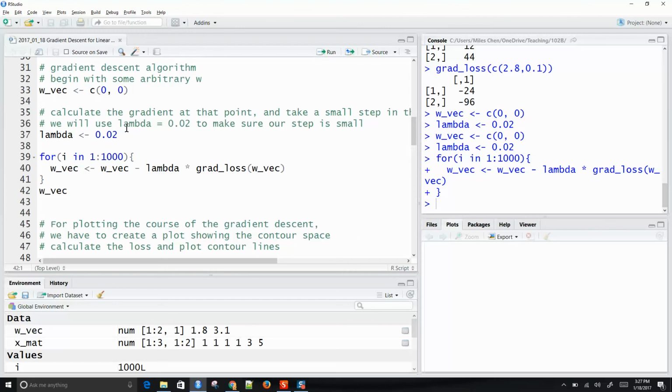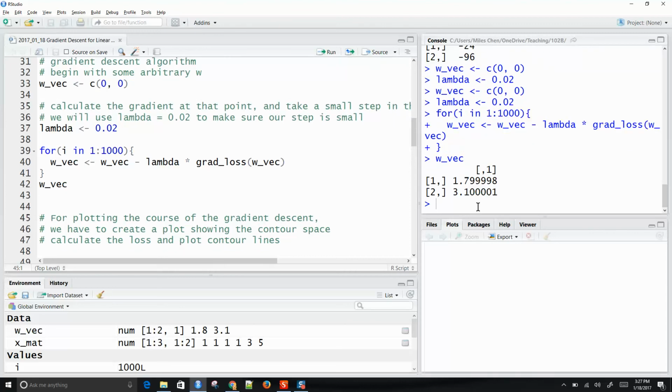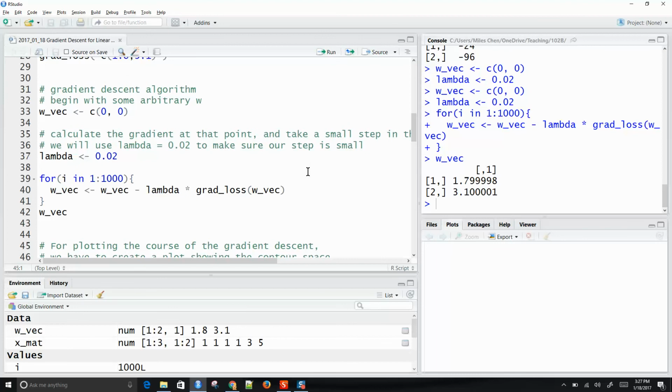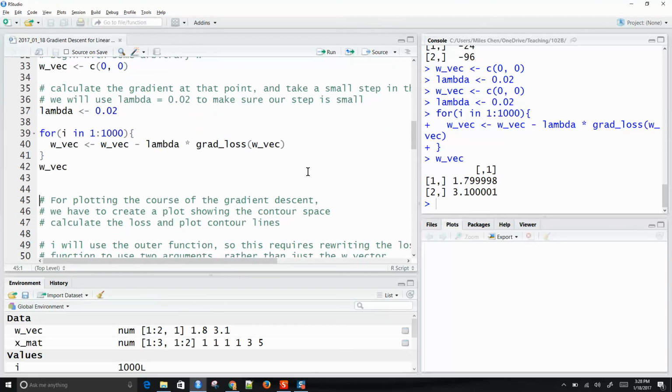And I can ask, what is the resulting w vector? We're pretty close to where our optimum is. It's pretty close to 1.8 and 3.1. We're just off by a tiny factor here. And so this is the gradient descent working right here. We're taking tiny little steps in the direction opposite of what our gradient says is the steepest descent, and that's going to take us to the minimum.